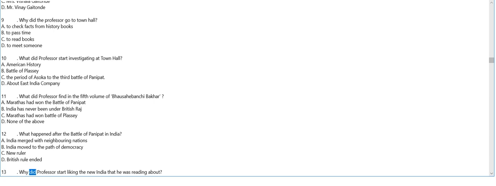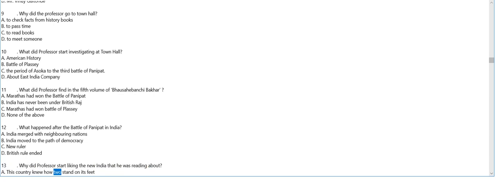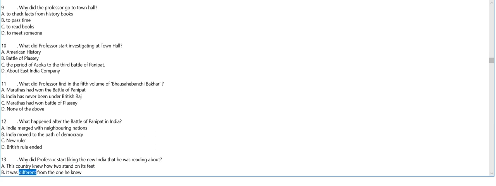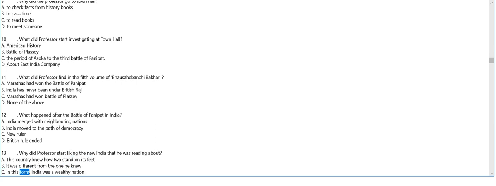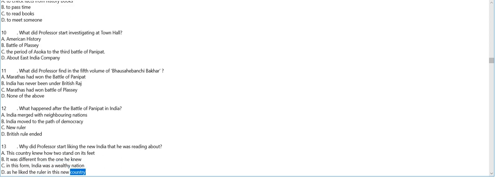13. Why did Professor start liking the new India that he was reading about? A. This country knew how to stand on its feet. B. It was different from the one he knew. C. In this form, India was a wealthy nation. D. As he liked the ruler in this new country.